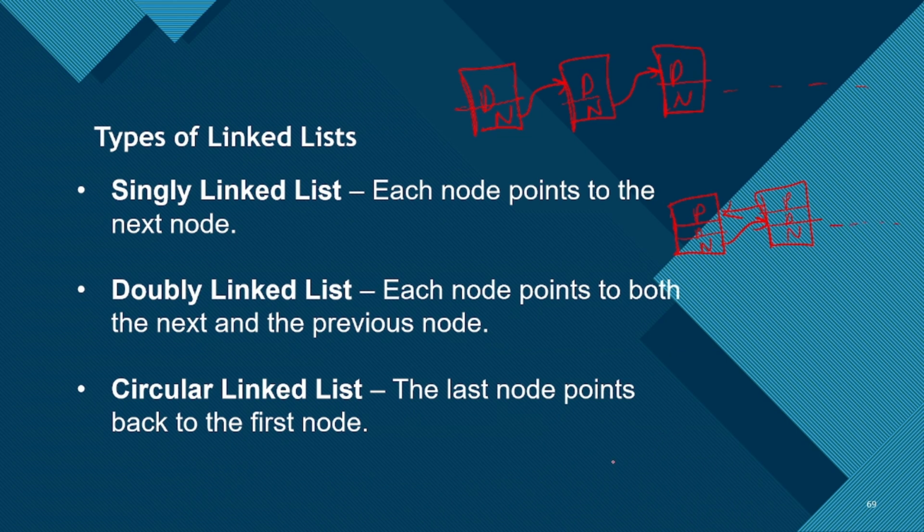About the circular linked list, it means the last node points back to the first node, that is, this node is pointed back to the first node, like that. This is what we mean by a circular linked list.